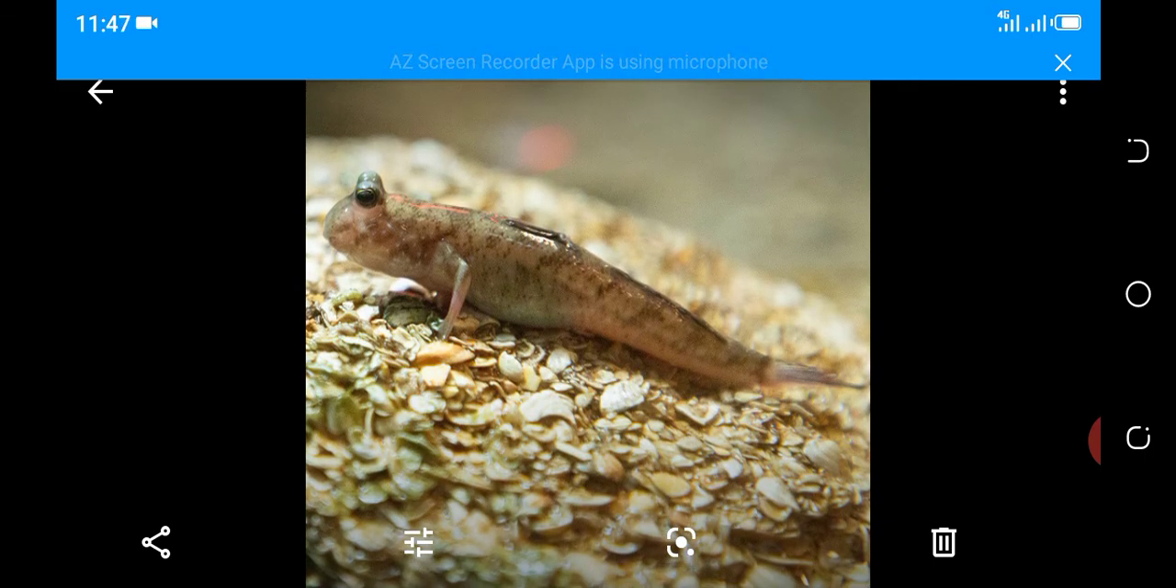Okay, they can also use their fins to row forward. Fish usually use fins in water to swim, but the mud skipper can use them on land to move.